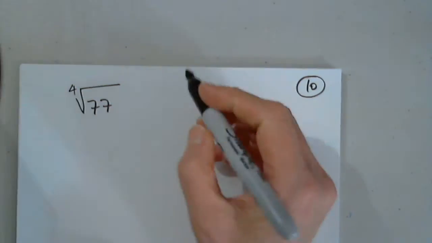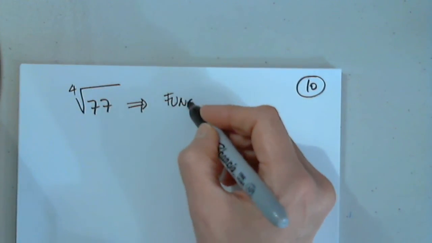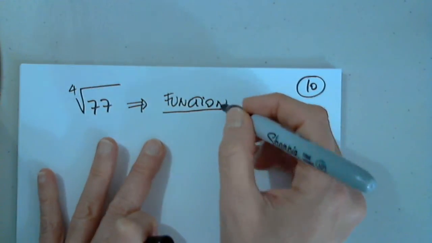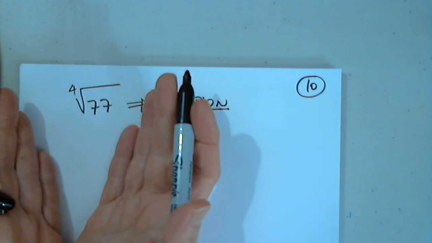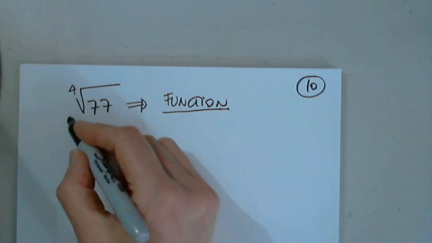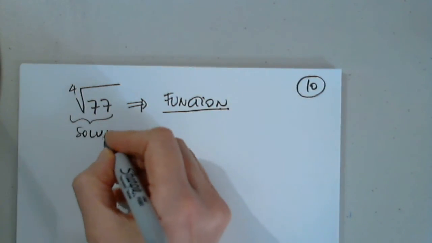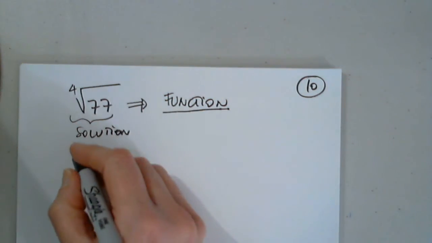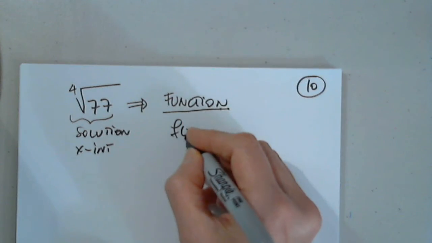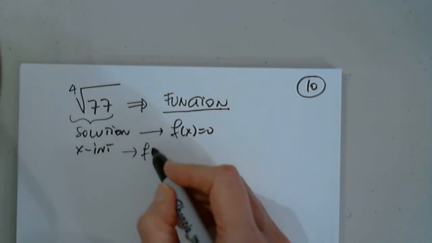So this situation really has to be changed into a function. Okay, so if I don't have a function, how can I approximate that? And what function will have a solution like this? An equation. What function, what equation will have a solution? And if I talk about a function, this is an x-intercept. Either a solution of f of x equals 0, or an x-intercept of f of x.